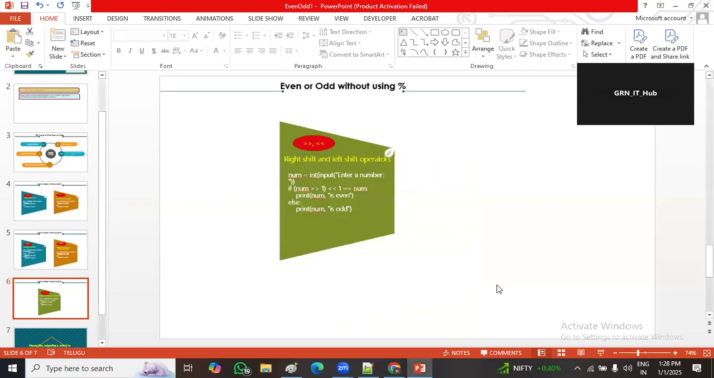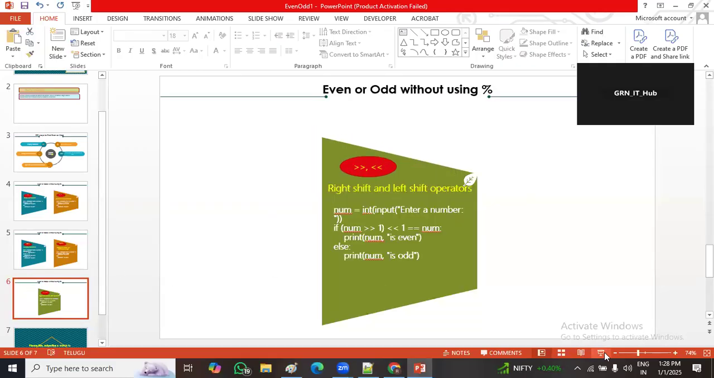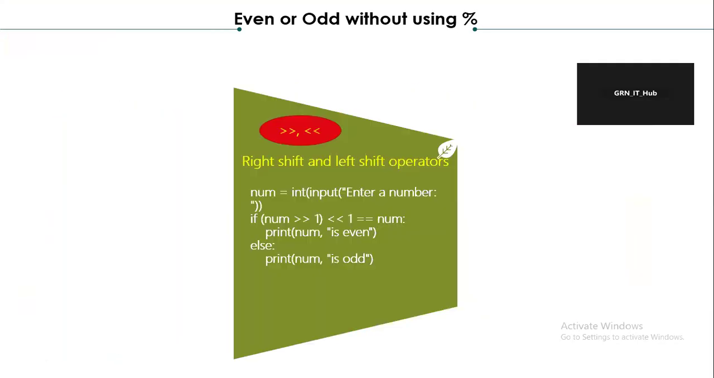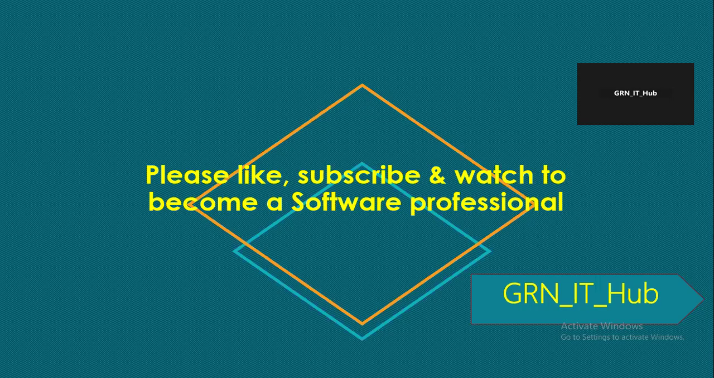So these are the different methods, guys, okay? Left shift or right shift. These are the different methods to find whether the number is even or odd.